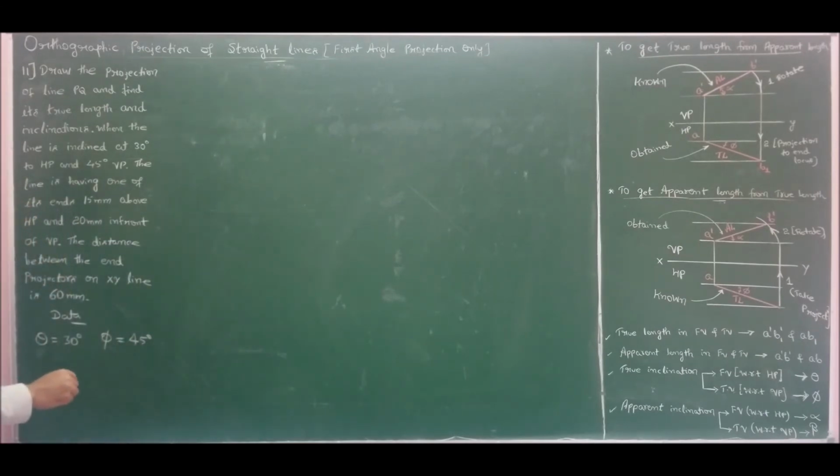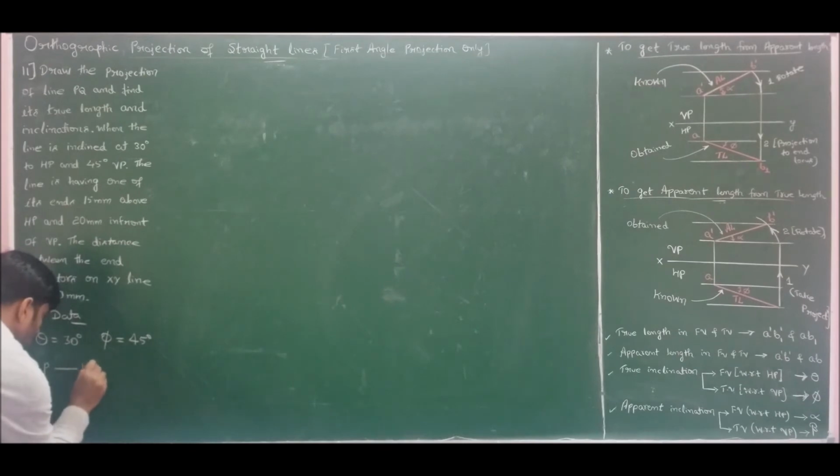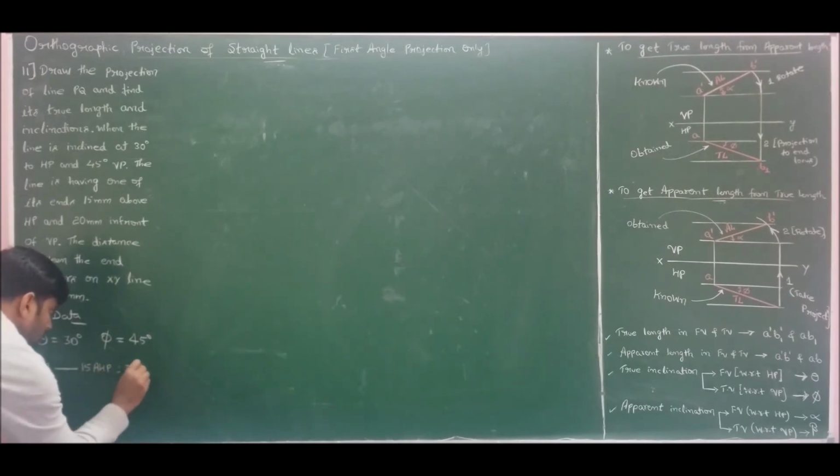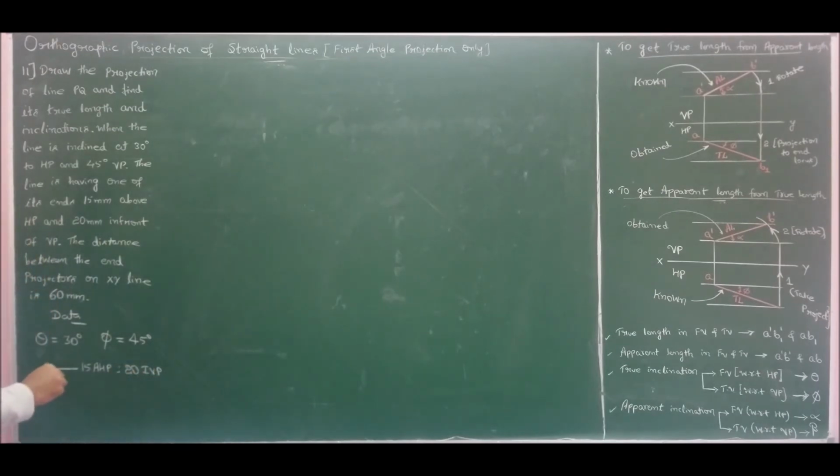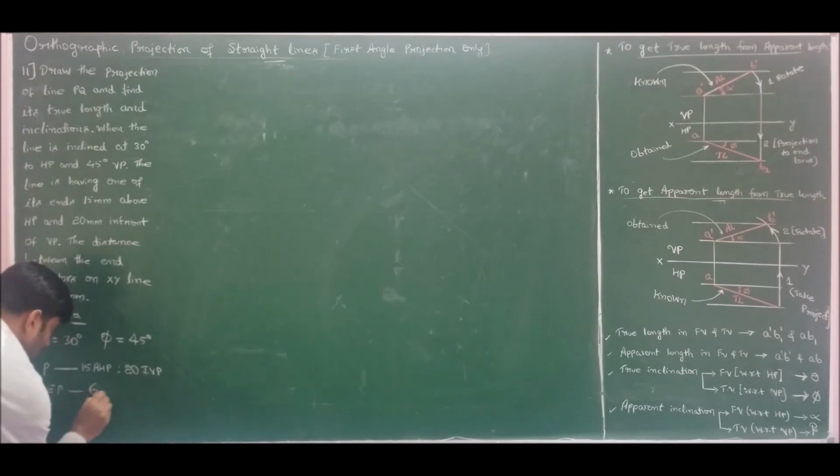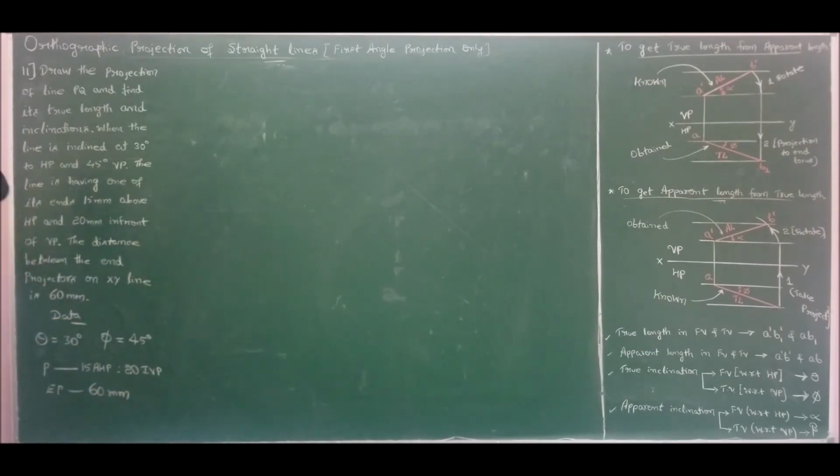The line is having one of its ends 15 mm above HP and 20 mm in front of VP. Let me take it as locus of P. So locus of P is 15 mm above HP and 20 mm in front of VP. The distance between the end projectors is given. End projector distance is 60 millimeters.